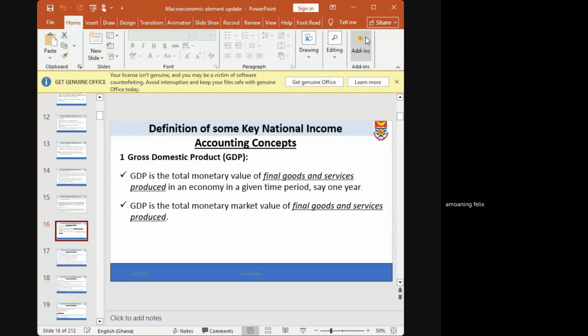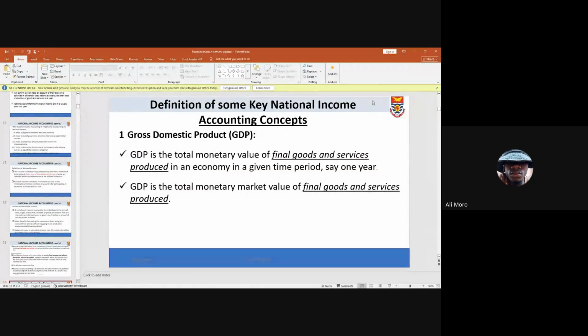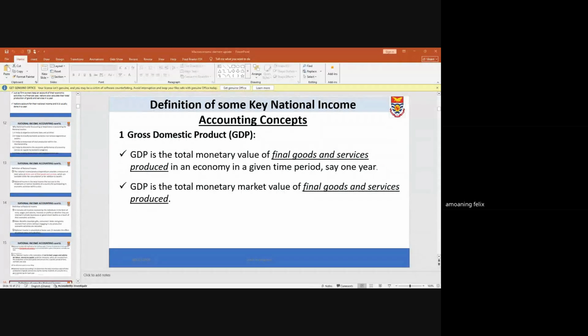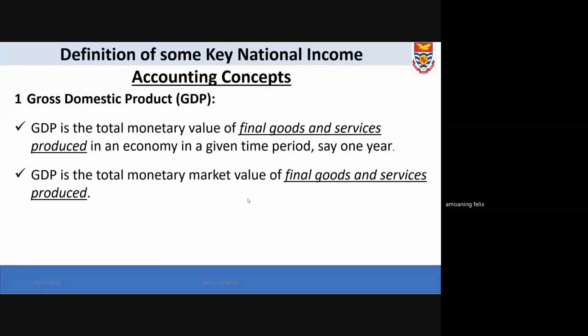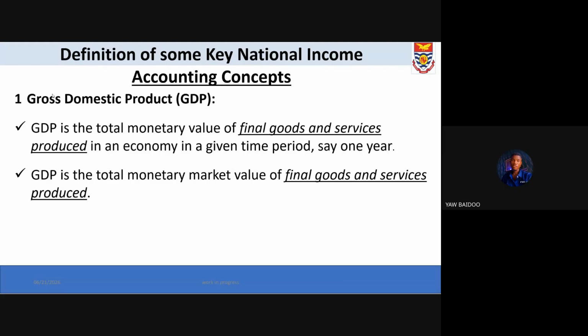Okay. I hope you can see my screen. You can see me now. Yes, sir, you can see it. Okay, so let's continue. All right. So let's continue, and sorry for the inconvenience.